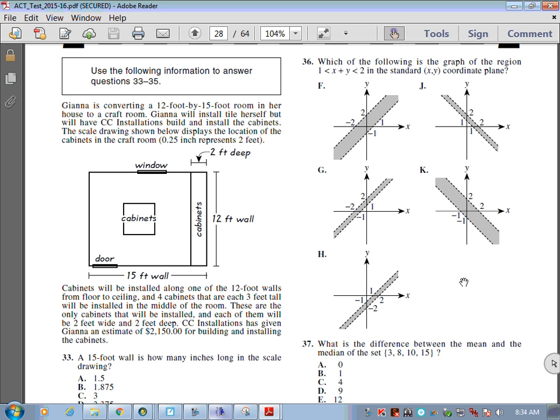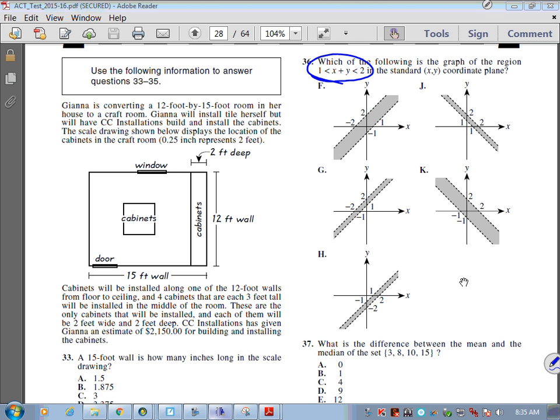36. Okay, so the first 36. Which of the following is the graph of the region in the standard xy coordinate plane? Okay, so the first thing that I did is split that, I think it's called a compound inequality, into 2 inequalities.